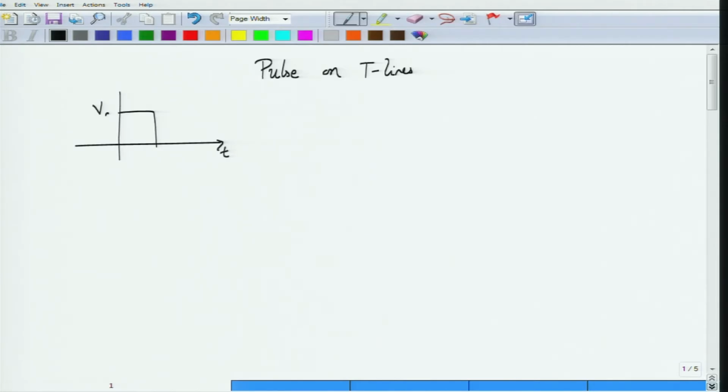So the problem that we will consider will involve launching a certain pulse. Let us say the pulse has an amplitude of V0, and for our convenience we can consider this pulse to be starting at 0 and being non-zero until a duration of t seconds. That is, the pulse essentially is there for a duration of t seconds, and we want to see what happens when such a pulse source is connected to a transmission line.